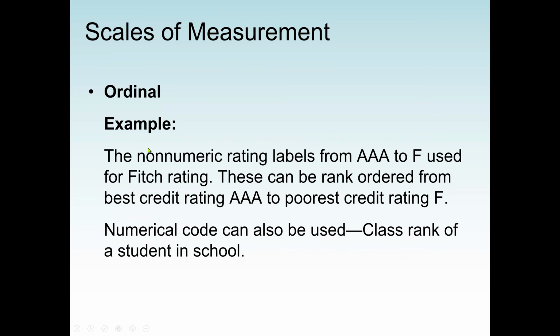So an example with our previous data set, the WTO, here we say that the non-numeric rating labels from AAA to F are used for Fitch rating. This is for credit rating. So AAA means the nation has a good credit. F means it has a bad credit. Then between AAA and F, we have some others.